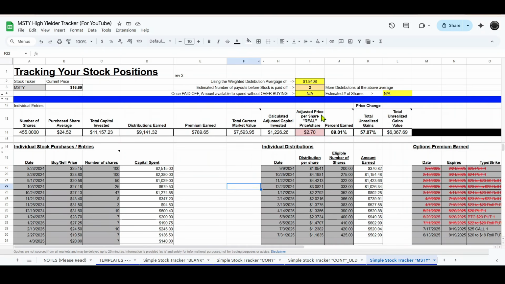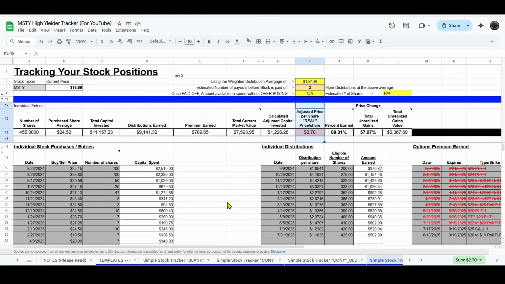And that is take into account any distributions or premium that you've earned, taken out of that capital invested, and creating a new and real price per share. So I made a couple purchases on MSTY, and I wanted to update my sheet here, and let's just see what happens. As we know, my adjusted price per share will end up going up, and since I haven't earned a distribution yet, I don't have anything to combat that, right?